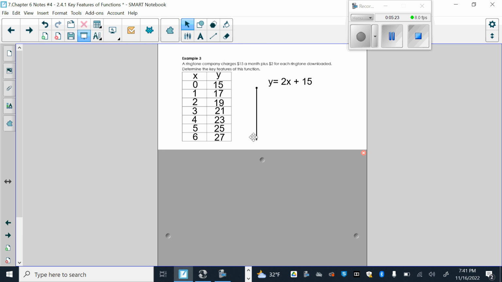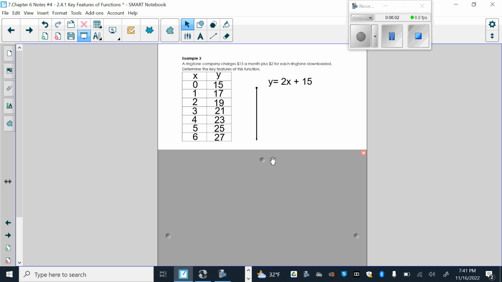If you fast forward, welcome. Example 3. A ringtone company charges $15 a month plus $2 for each ringtone downloaded. Determine the key features of this function. So I, again, came up with the equation for us. $2 a ringtone plus 15 to start, so that's a linear equation. And from the table, we can kind of see starting at $15 and then getting $2 for each ringtone. So $17, $19, $21, $23, $25, $27 based on how many ringtones we end up downloading.